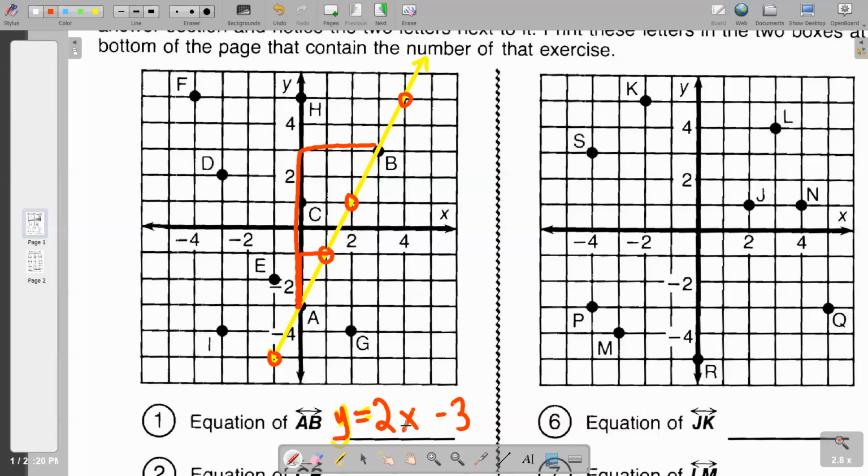To be clear, x is not part of the slope. X will not be part of your slope until you take a class called calculus. X is our input. 2 is the slope.